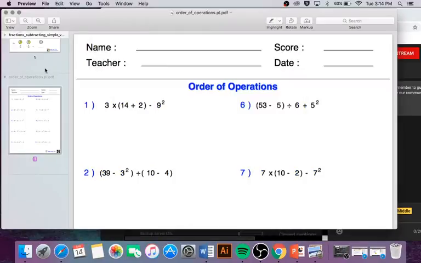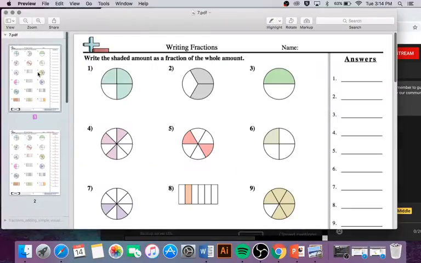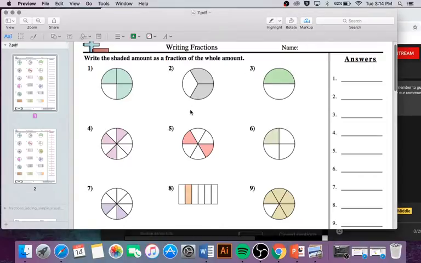We have some examples for us to work on together. So the first thing I want to go over is writing fractions using picture models.